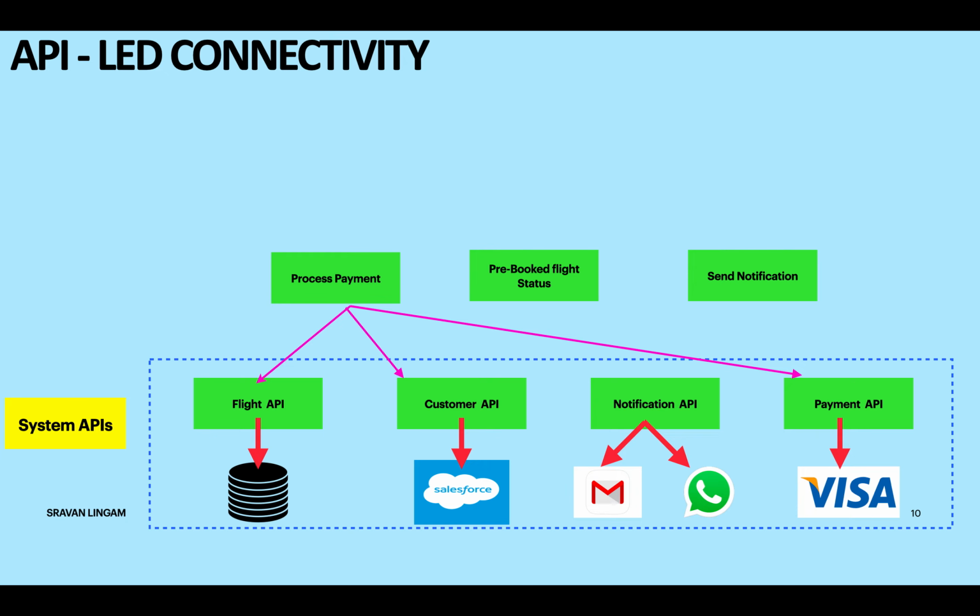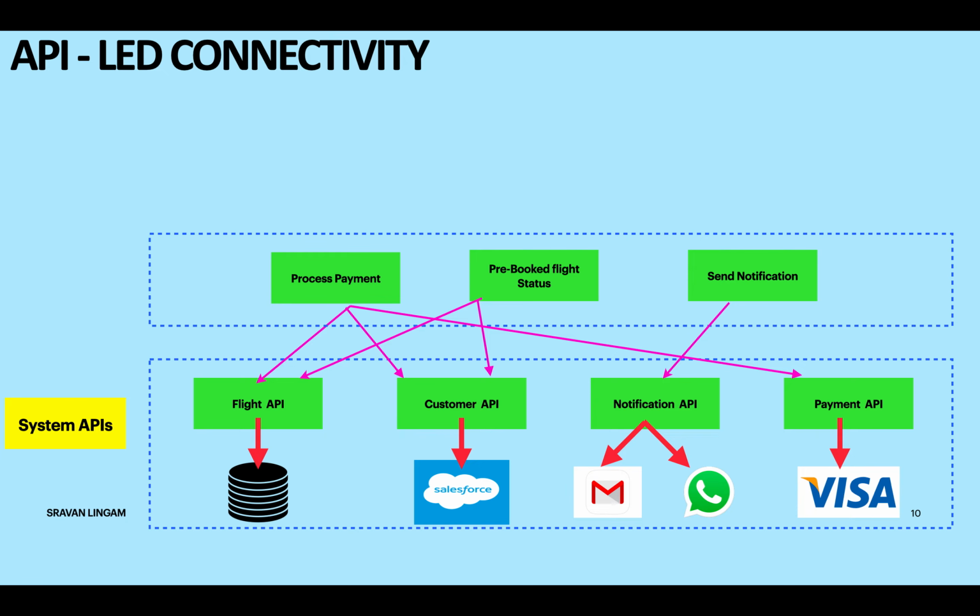Similarly, for example, you want to get the flight status of an already booked flight. What you will do, you will have to get the flight information, and you need customer information again, and you need to send a notification. You can use the notification API, WhatsApp or Gmail, right?